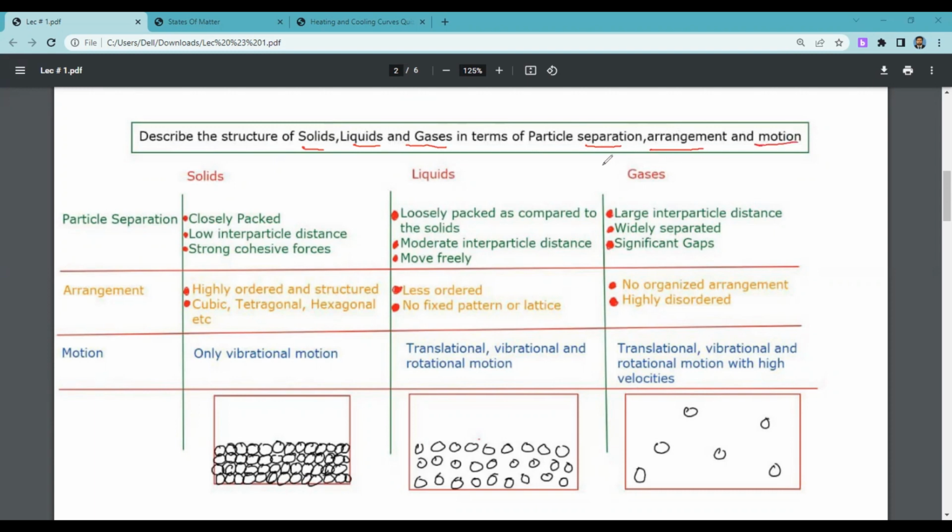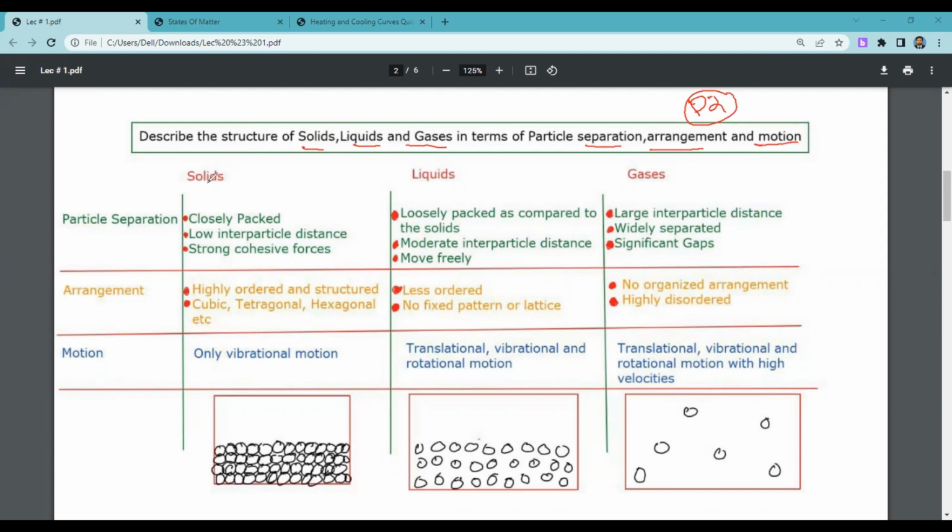This type of question comes in P2, in paper number 2 of your exam mostly. So understand it and listen to it carefully.